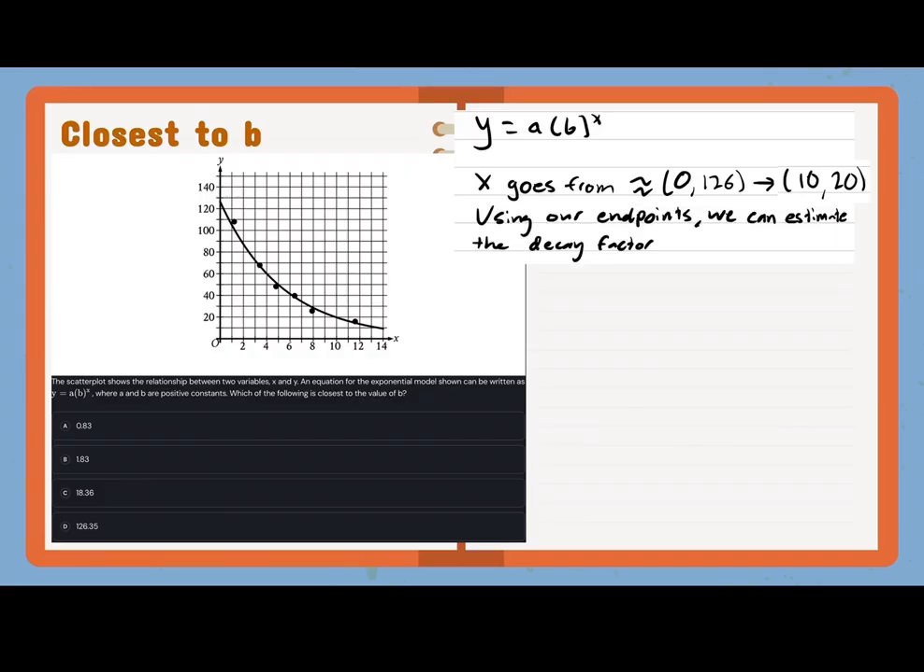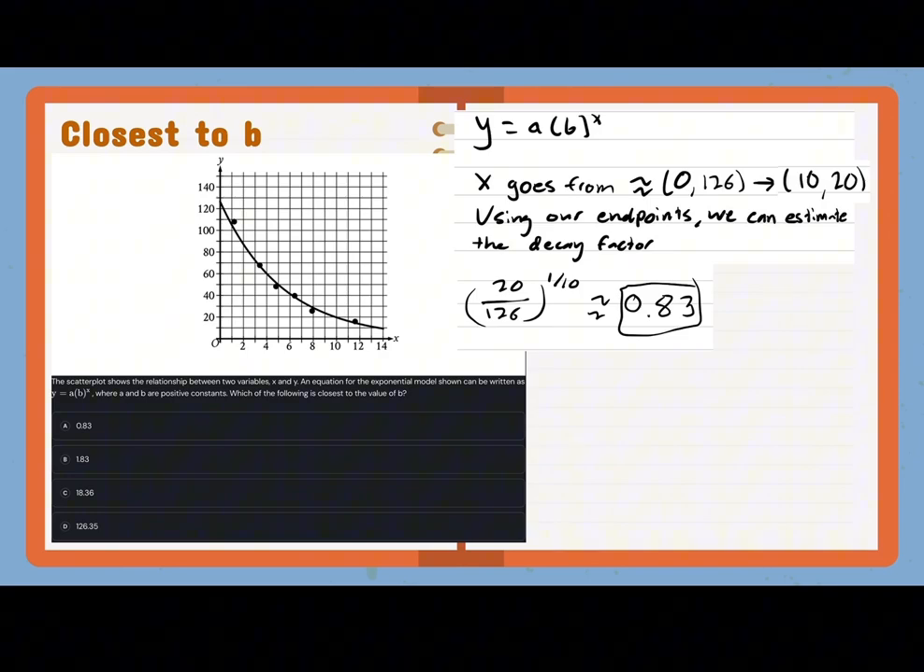And using our endpoints, like I said, we can estimate that decay factor, which we do as 20 over 126, raised to the 1/10. That comes from the 20 over 126, and that exponent comes from the 10, so we'll just do 1 over 10. And we'll round to 0.83, which is our answer here.